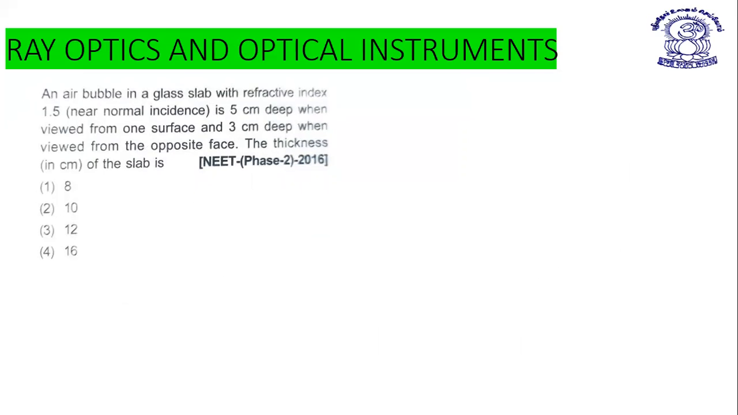Next question. This was asked in NEET 2016 again. An air bubble in a glass slab with refractive index 1.5 is 5 centimeter deep when viewed from one surface and 3 centimeter deep when viewed from the opposite face. What is the thickness of the slab? Here we have to keep one thing in mind, that these are the apparent depths and not the real depths.